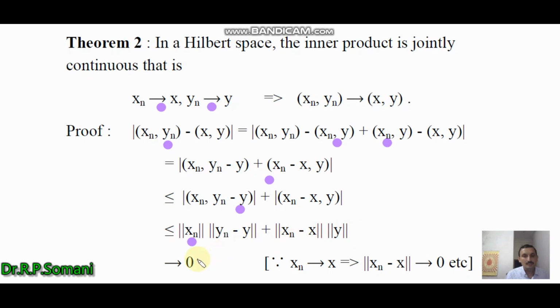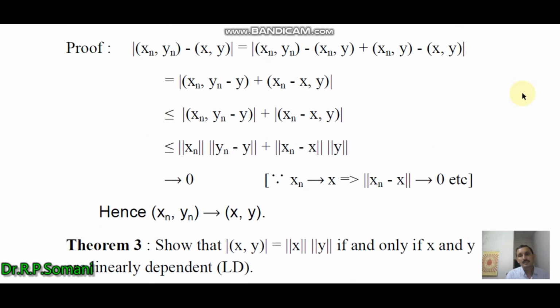Then this tends to 0, because x_n tends to x, therefore norm x_n minus x tends to 0, and similarly y_n tends to y, so norm y_n minus y tends to 0. So this whole quantity tends to 0. Hence we can say that whenever x_n tends to x and y_n tends to y, then the inner product of x_n, y_n jointly tends to the inner product of x, y.